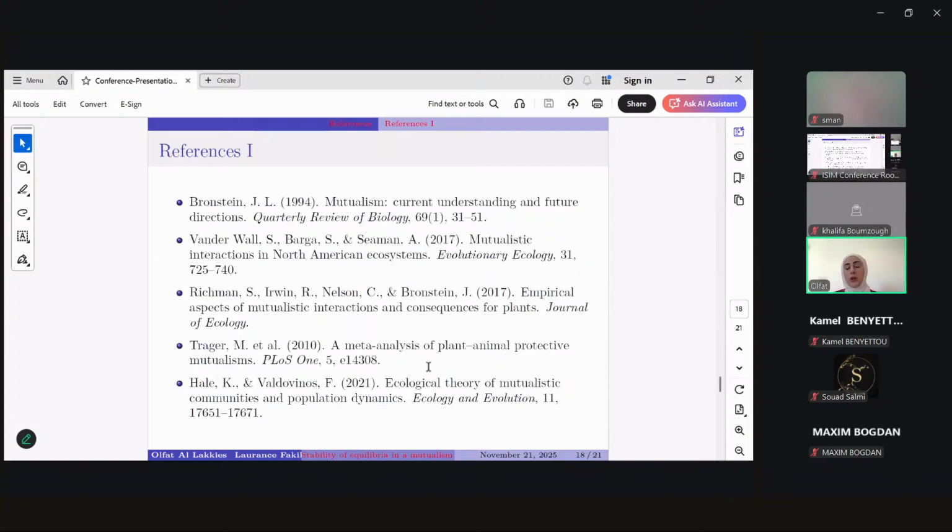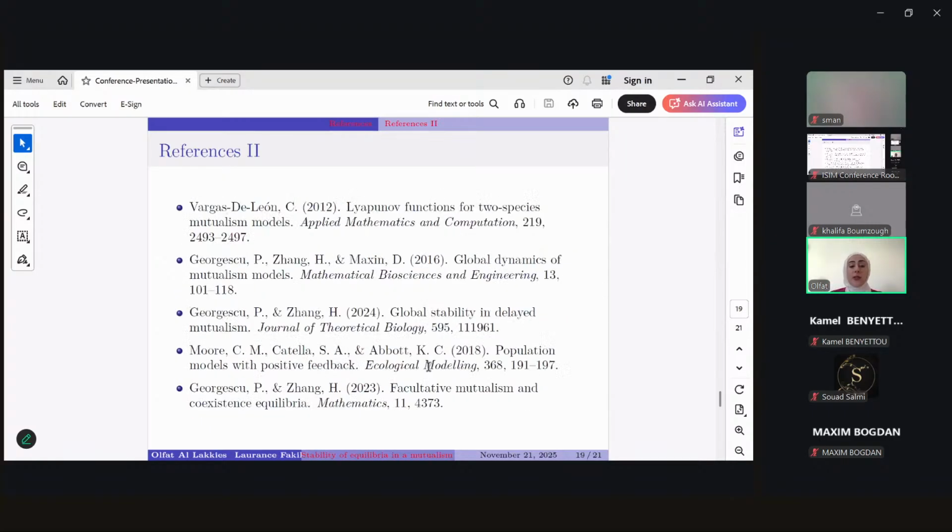And for sure, for this paper, we used different references. These slides list the scientific foundations behind the work, covering both mutualism theory and delay differential equations.